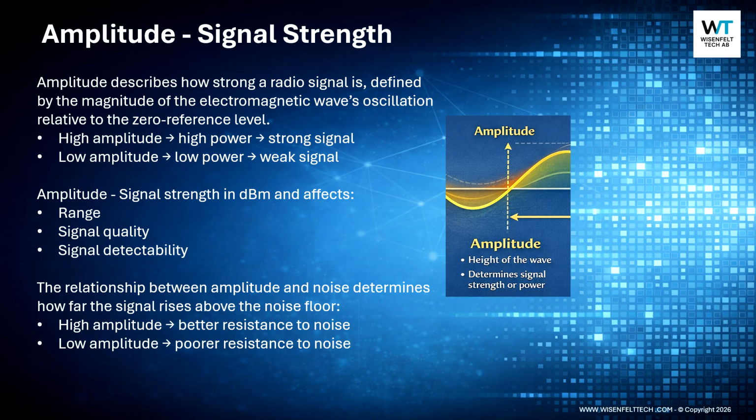Signal strength directly affects how far a signal can travel, how good the signal quality is, and how easily the signal can be detected by a receiver. The relationship between amplitude and noise is also critical. A higher amplitude means the signal rises further above the noise floor, providing better resistance to noise. A lower amplitude means the signal is closer to the noise floor, resulting in poorer resistance to noise.